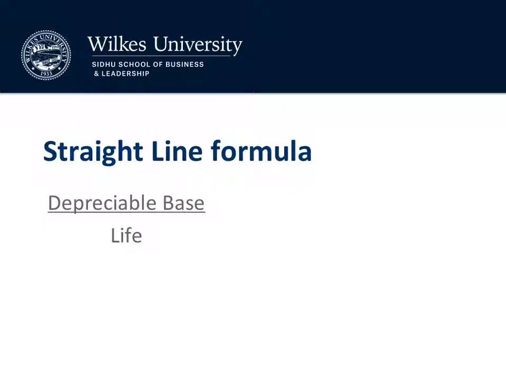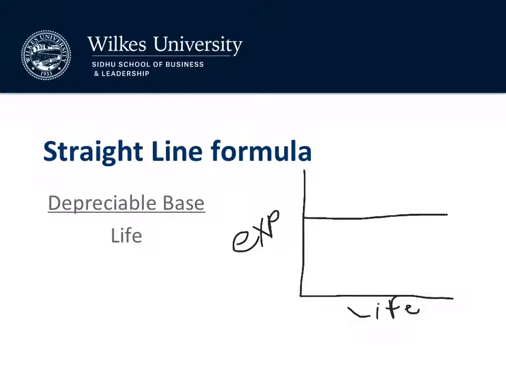The first formula for depreciation we're going to discuss is straight line. The idea behind straight line is that if we were going to make a graph with our depreciation expense on the y-axis and our life here, the depreciation amount is going to be the same each year, or it's going to be a straight line. The way to make that happen is to take your depreciable base and divide it by the life. And that way you're going to have the amount equal each year, or straight line.